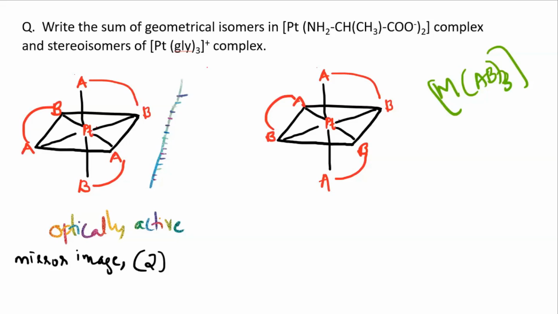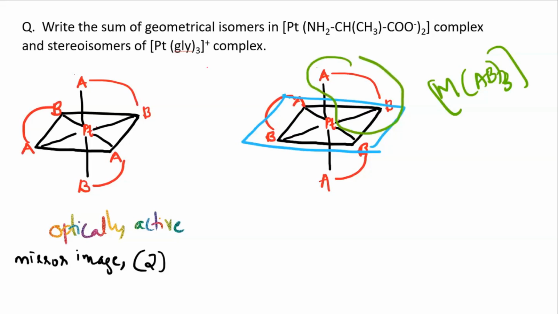Okay, let us see the second case. In the second case also, if you draw a plane like this, we are not able to get a plane of symmetry, right? It is not dividing it into two equal halves. You may be thinking that A and A are coming opposite to each other, but the problem is that this A and B is on the back side of that rectangle, while this A and B is on the front side of the rectangle.